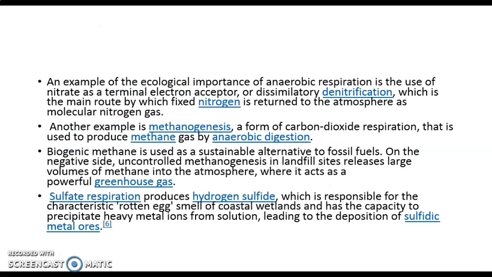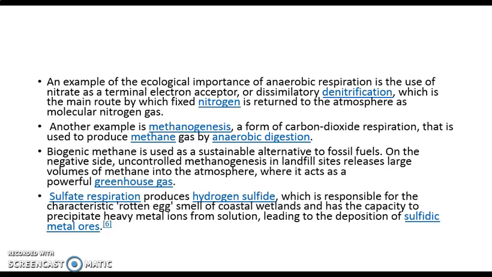An example of the ecological importance of anaerobic respiration is the use of nitrate as a terminal electron acceptor, or dissimilatory denitrification, which is the main route by which nitrogen is returned to the atmosphere as molecular nitrogen gas. So these are the ecological importance of anaerobic respiration.